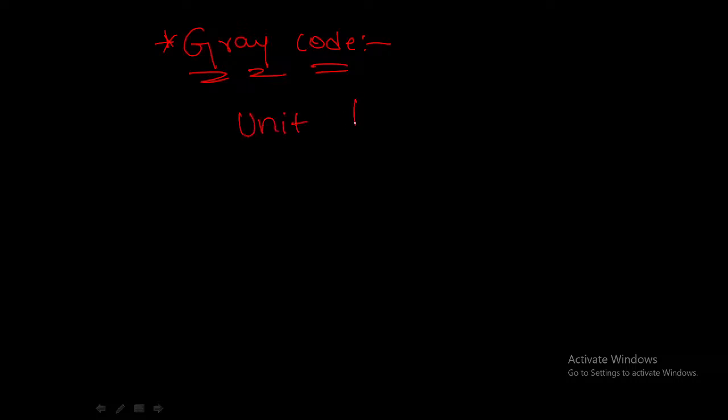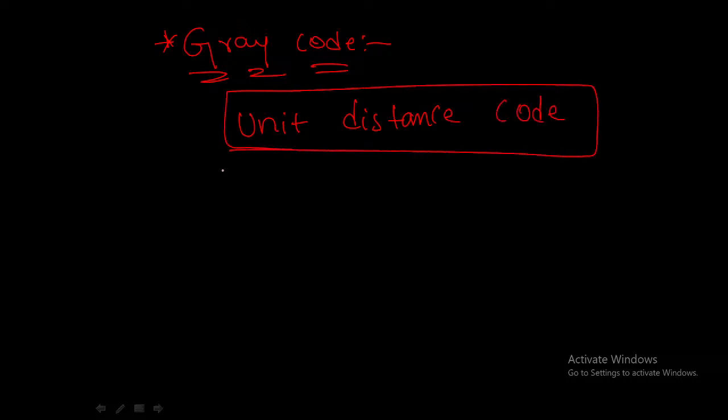Now let us start with another type of coding, which is called gray code. Gray code is also a 4-bit numeric code. It is a unit distance code. Why is it a unit distance code? We will see in a minute. Because successive code words in this code differ in 1 bit position. And it is also called a reflective code.